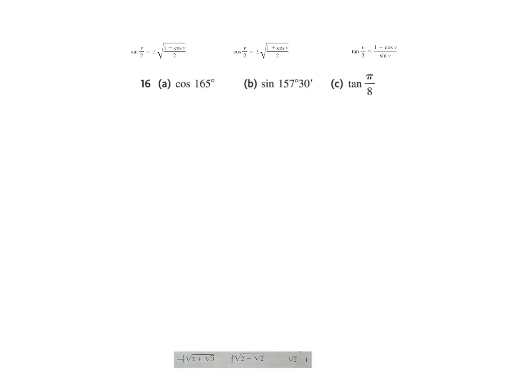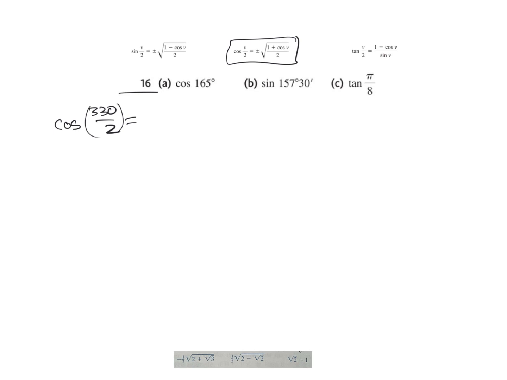Okay. Number 16. So now we're just finding the cosine on A and the sine on B and the tangent on C. So the cosine of 165, what we do is we double that. So that would be 330 degrees over 2. So the cosine of 330 degrees over 2, that is the same thing as 165 degrees. All right, so now we have the half angle formula for the cosine. So we're going to use that. That equals, I'll write to the left here.